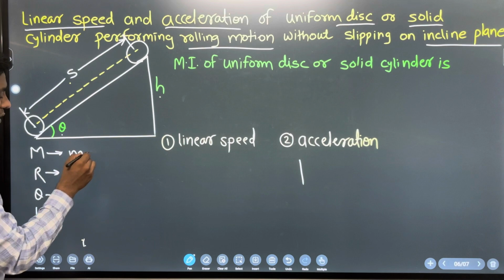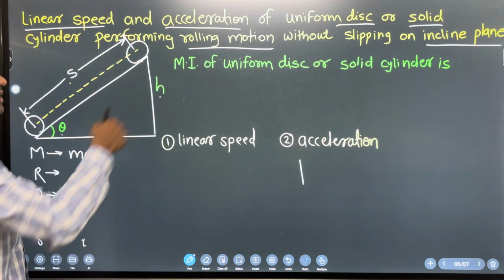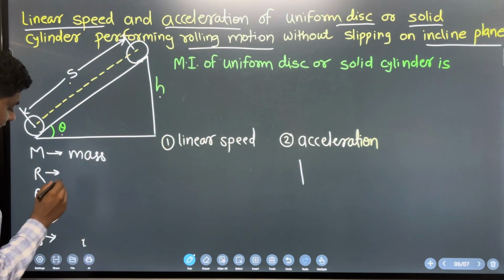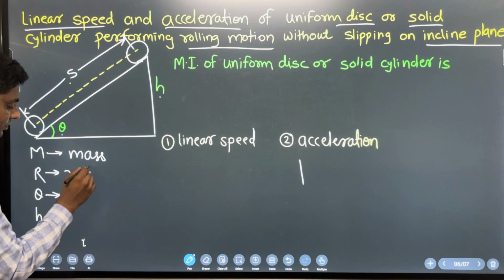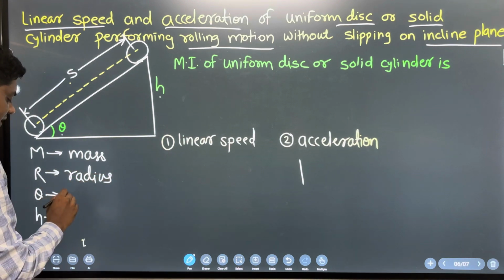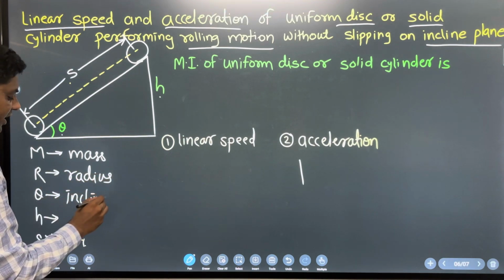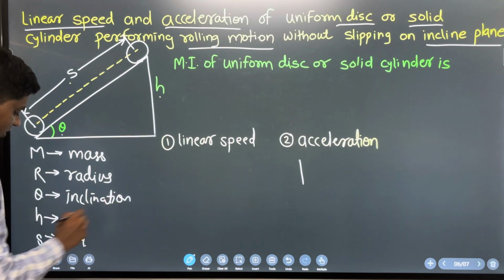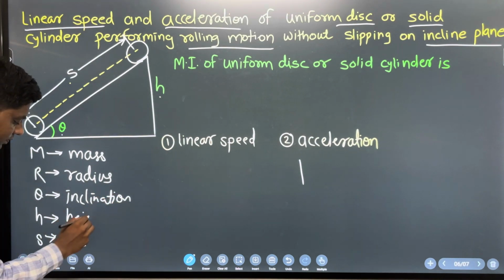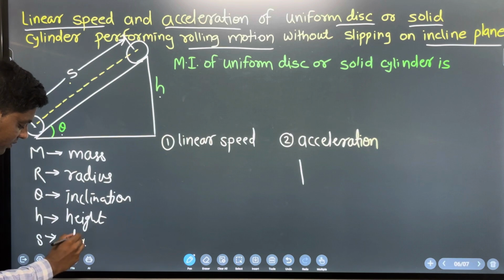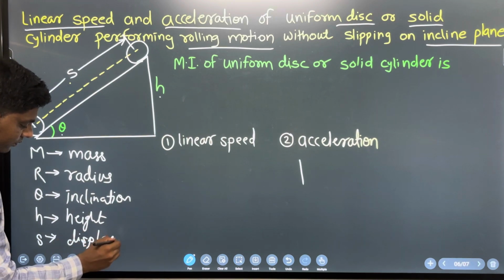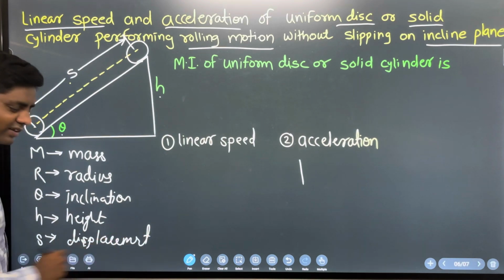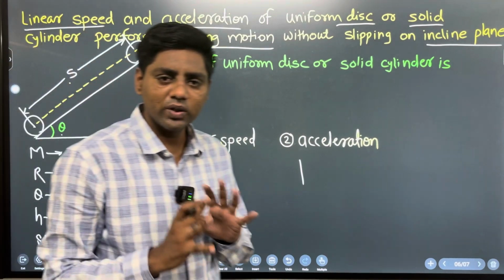M be the mass of the body. So which body do we consider? That is the disc or solid cylinder. R is the radius. Theta be the inclination. H be the height. And S be the linear displacement. Very important, very easy concept.